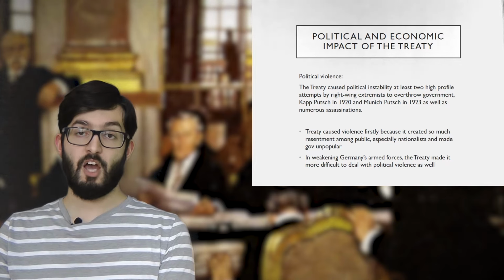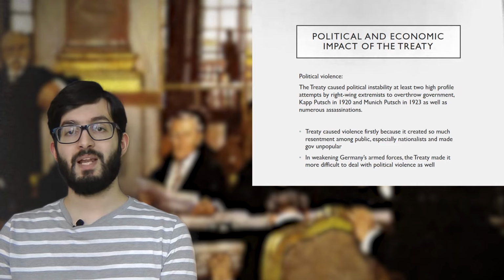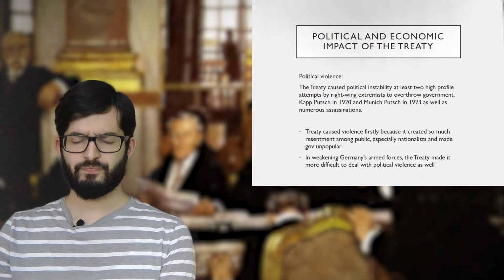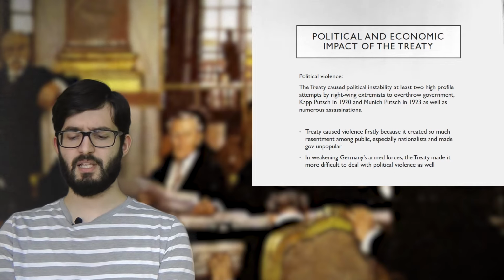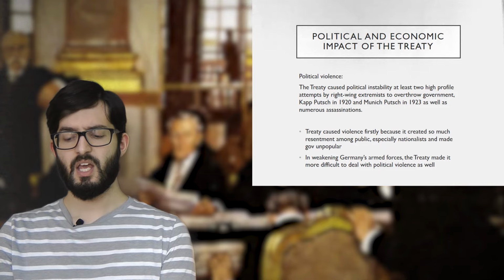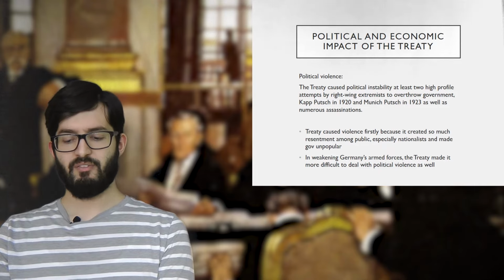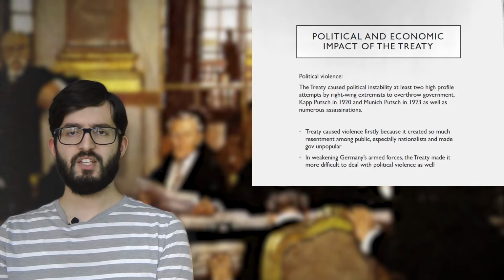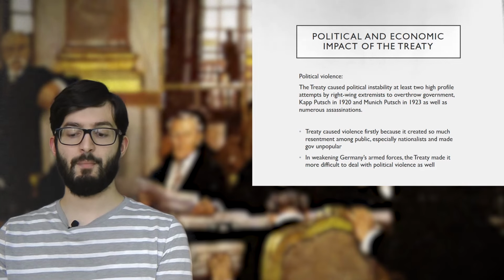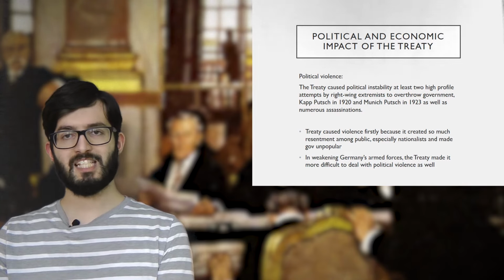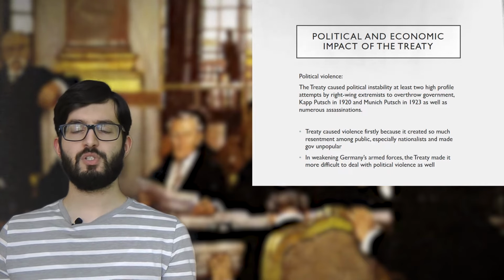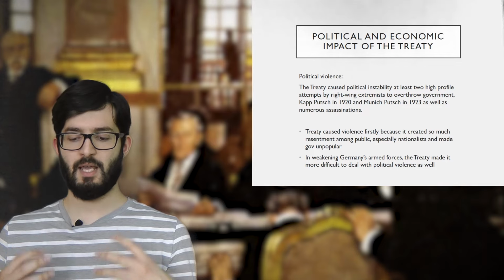And then, of course, aside from that, there are also a series of political assassinations of key government figures throughout this time period. So you have significant political instability. Now, this can be seen to be a result of the Treaty of Versailles for a couple of reasons. First of all, the treaty helped to create violence because it created resentment among the public, who saw the treaty as essentially a betrayal, and it created resentment especially among nationalists and also made the government unpopular. And so it bolsters or leads to a number of attempts against the government.